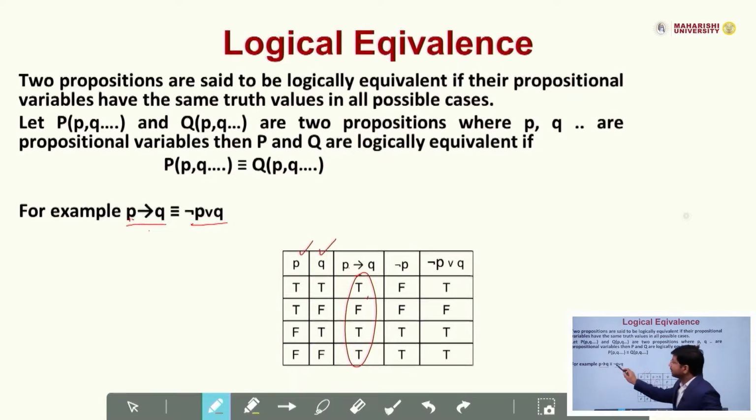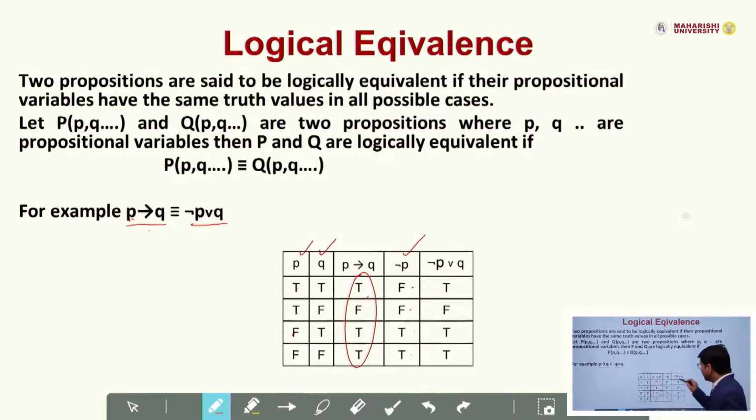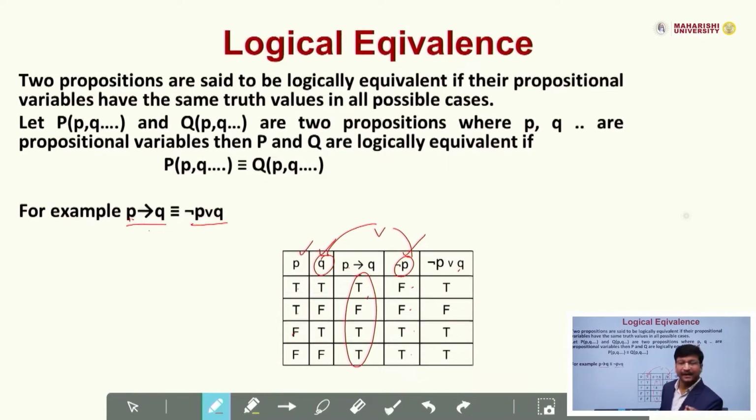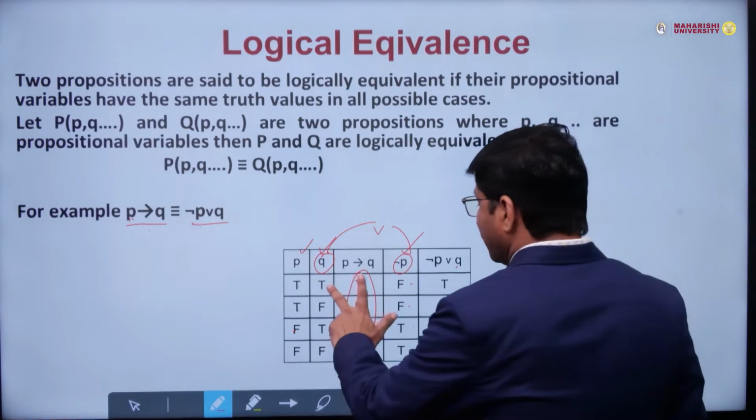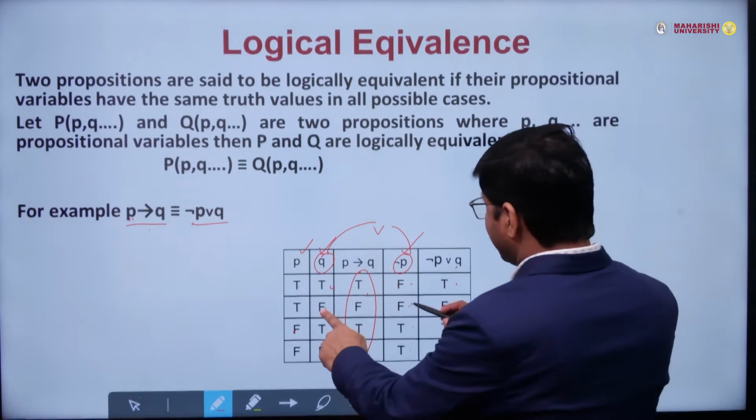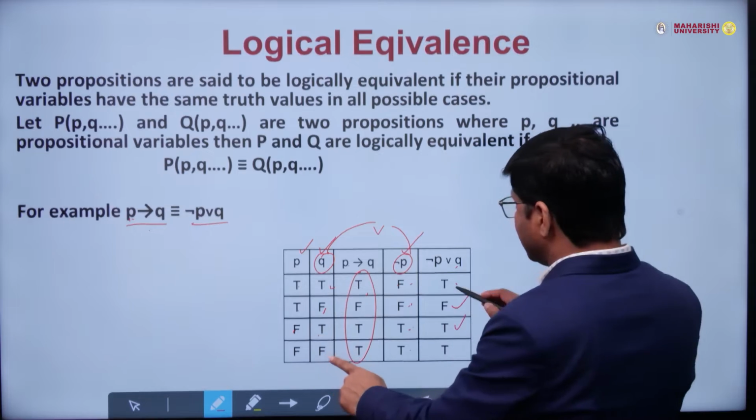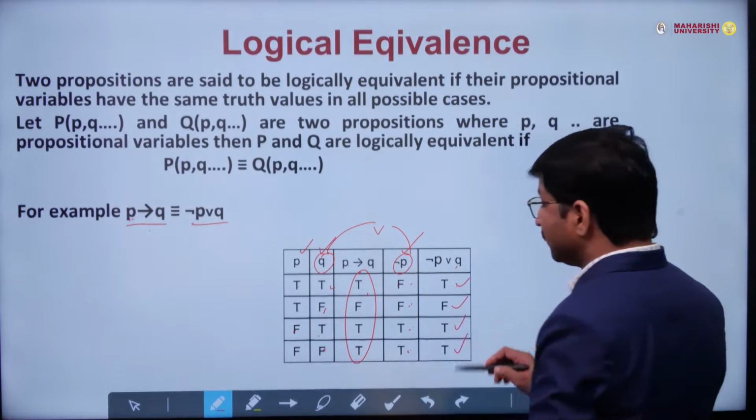And then negation of P. We have P, but we don't have negation of P. Therefore, we have to write the truth values for negation of P. Negation of P, if P is true, then it is false. If it is true, then it is false. False, then true, then true. Then negation of P or Q. It is negation of P and it is Q, and we have to apply the OR operation between these two. So the OR operation states that, as we know, if any one is true, then the result is true. True and false, it is true. False and false, it is false. True and true, it will be true. And false and true, it will be true.